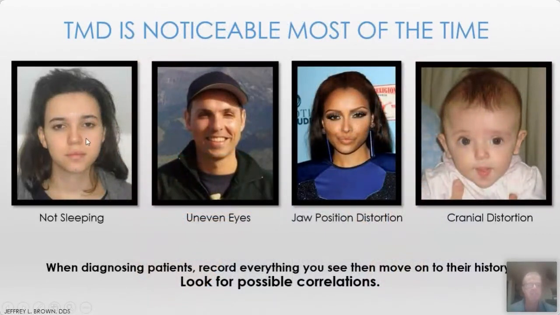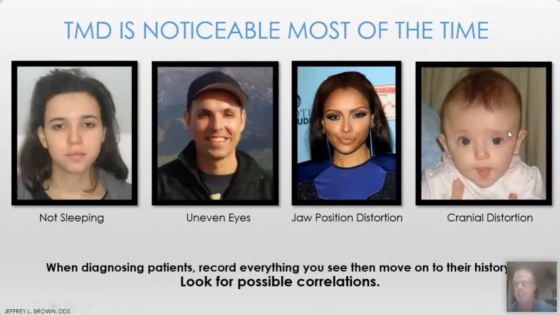This one doesn't sleep. You can see it in her eyes. This is unfortunately that guy who killed a bunch of people in the airplane a few years ago. Look at the jaw on this person, the eyes, the ears. The jaw is fairly level here, but the lower jaw is canted this way. So this is where it all begins.